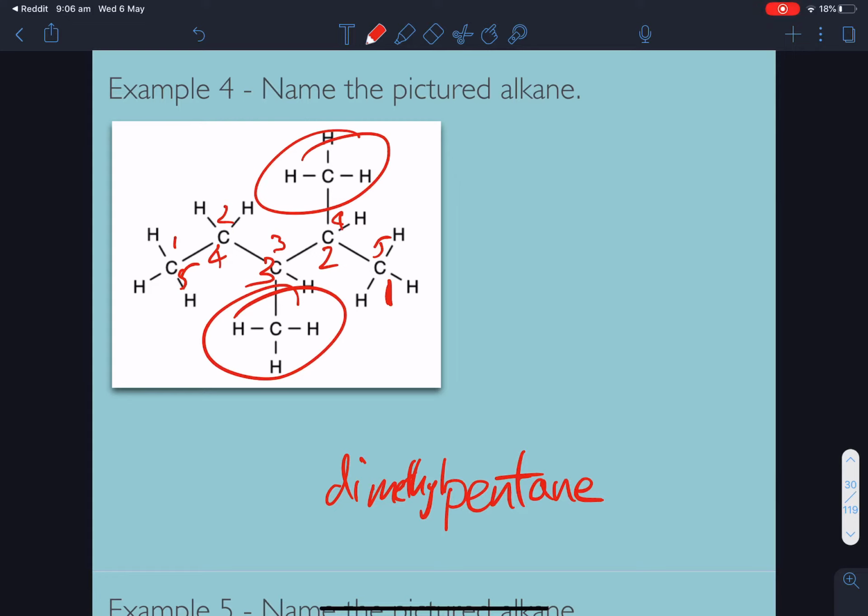I need to say where these methyls are number-wise, because there's probably a few ways that I can have a dimethylpentane. Starting with 1 up this end, I've got a branch on 3 and 4. Starting with 1 up this end, I've got a branch on a 2 and a 3. A 2 and a 3 is lower than a 3 and a 4, so I've got 2,3-dimethylpentane. So I started with my number 1 up here because it gives me the lowest numbers for the methyl branching.